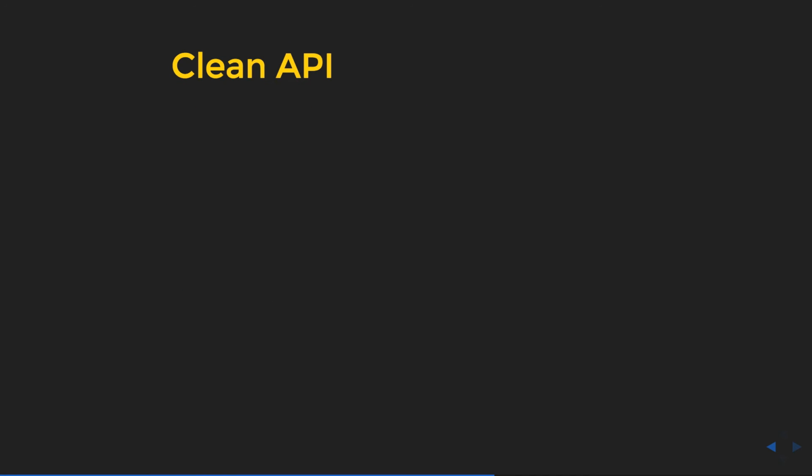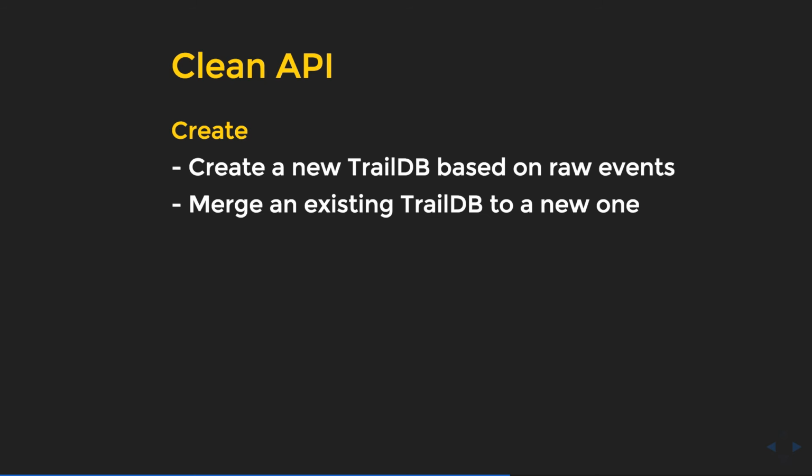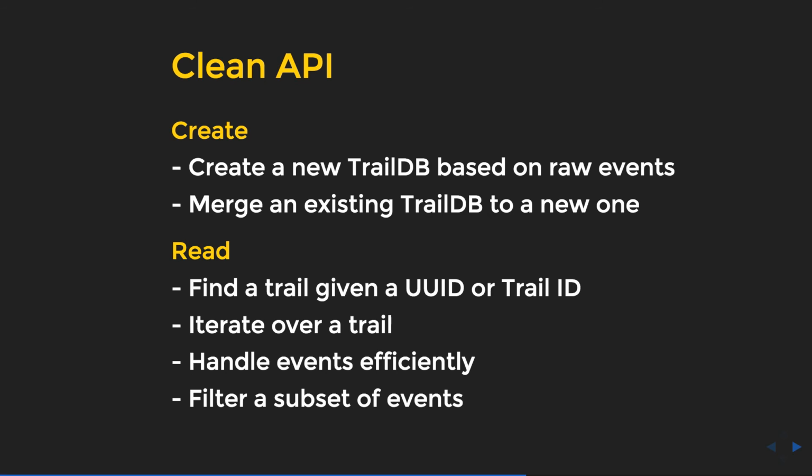And of course, it has a very clean API, following the idea of simplicity. Like I mentioned, you can create TrailDBs based on raw events. You can also merge existing TrailDBs, which is a surprisingly useful operation. When it comes to accessing the data, you can find events related to a certain user given the UUID or a trail ID. You can iterate over a trail, and one really important thing about this is that all these operations are lazy. For instance, we have one user who has generated over hundreds of thousands of events over time.